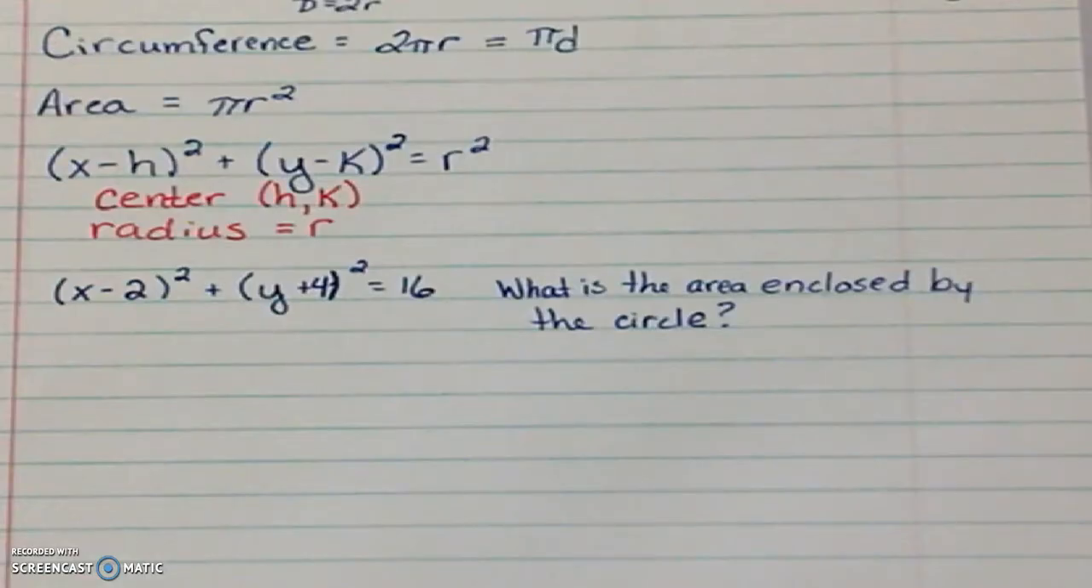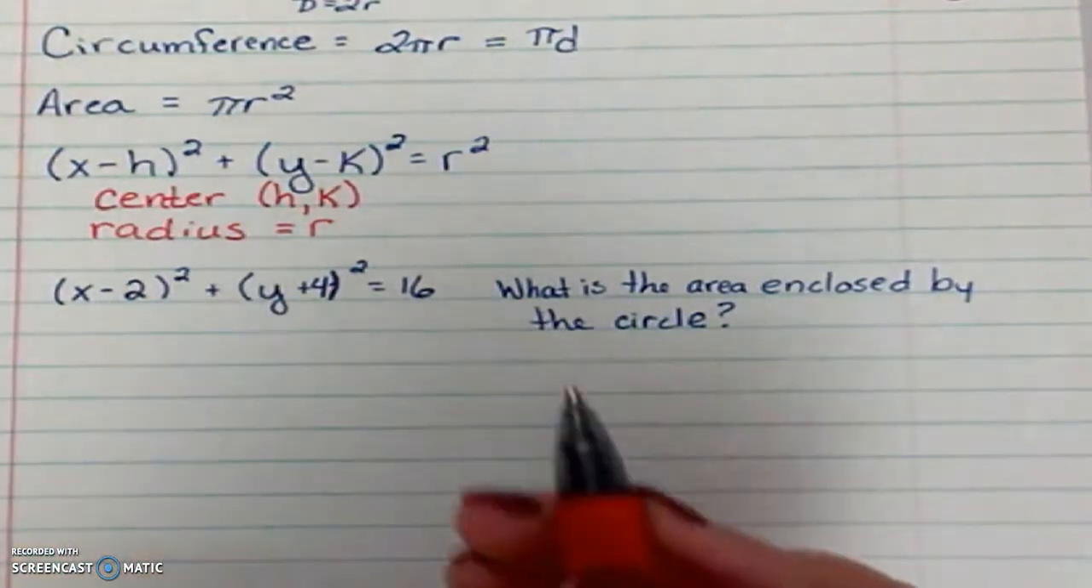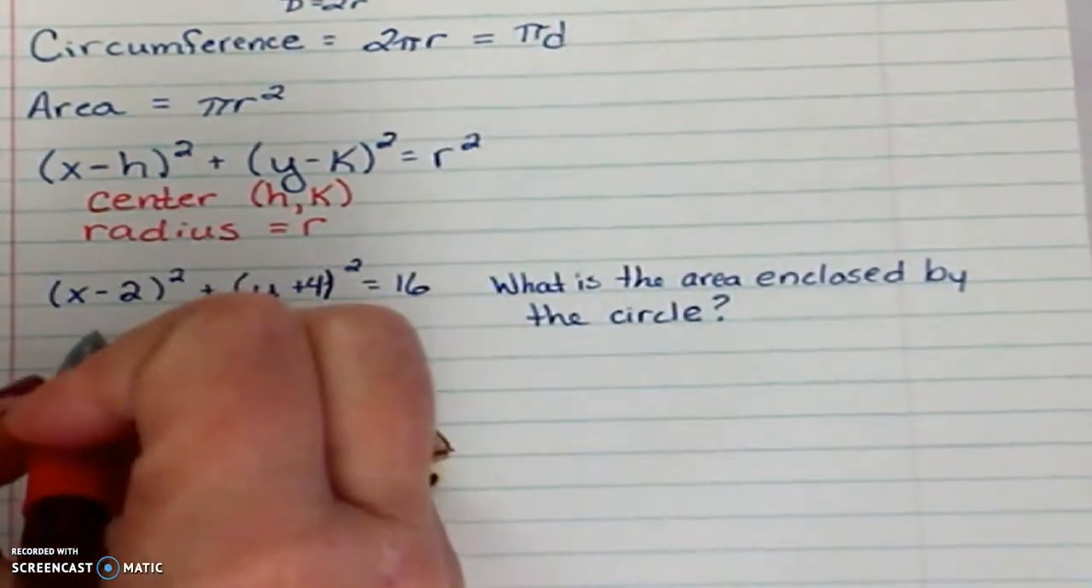So for an example, if I told you I had the quantity x minus 2 squared plus the quantity y plus 4 squared is equal to 16, and if I asked you what is the area enclosed by the circle expressed in square coordinate units, well, the problem with this one is that they don't just plain flat out tell you that the radius is 3, so you can just go 3 squared is 9 and you get an answer of 9 pi.